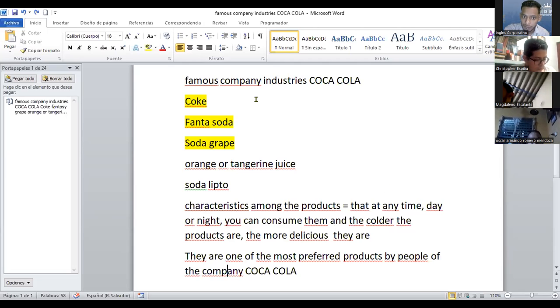The famous company industry Coca-Cola, the presentation is three products. The first, the Coca, the Fanta soda, is grape soda.